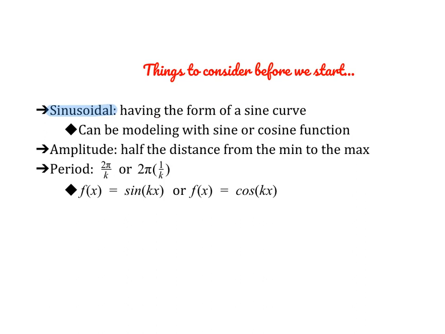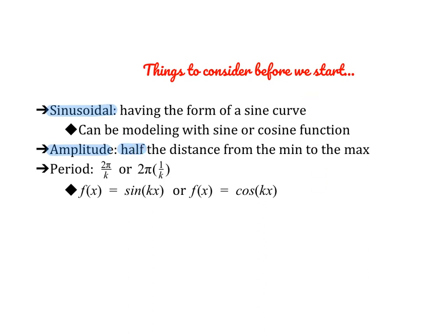The second thing is a reminder that amplitude is half the distance from the maximum to the minimum. So amplitude is going to play a big role when we're modeling, so it's important to remember that it is half the distance from the maximum to the minimum.